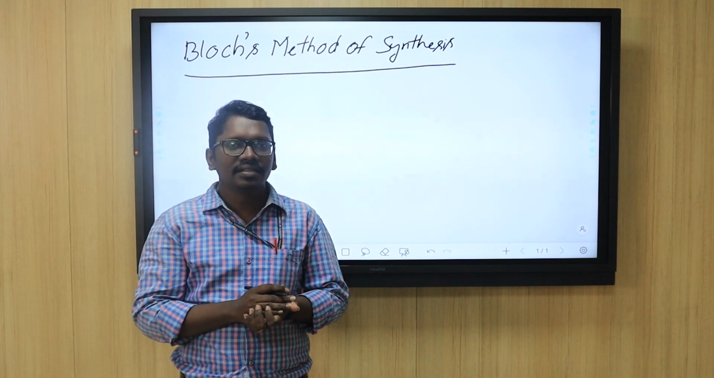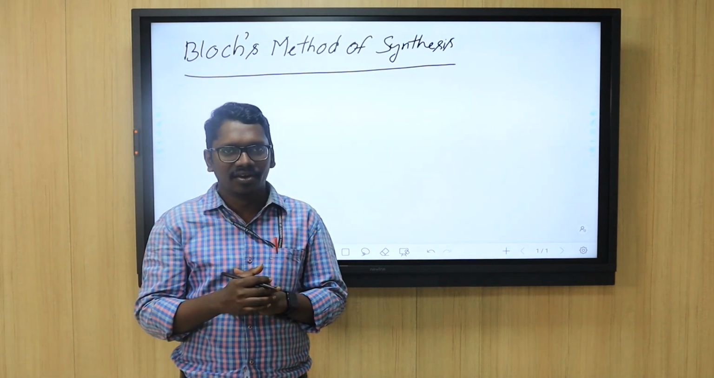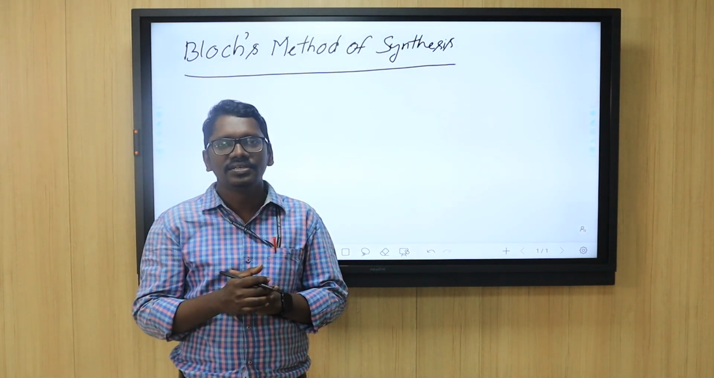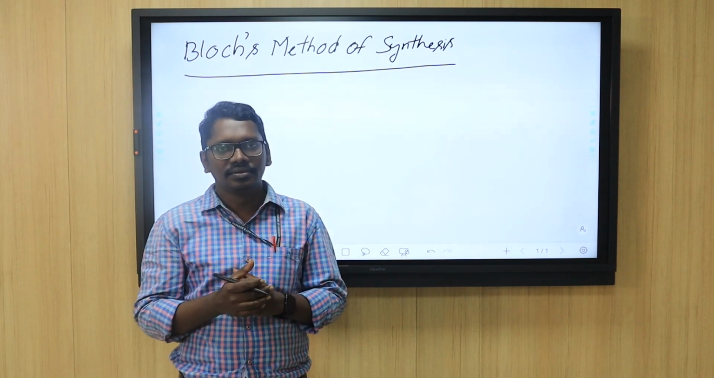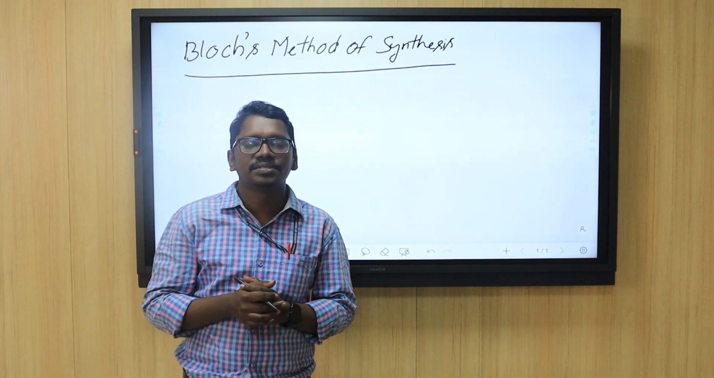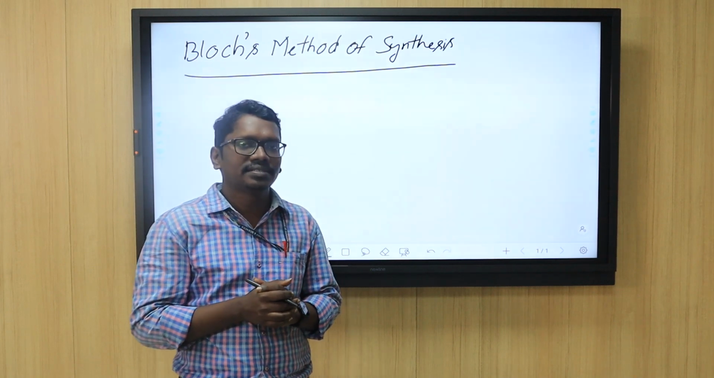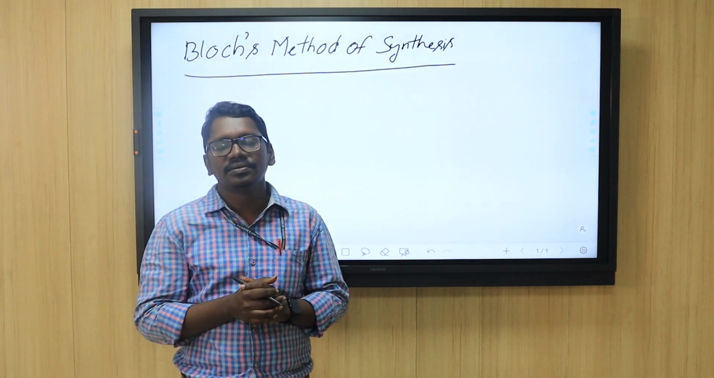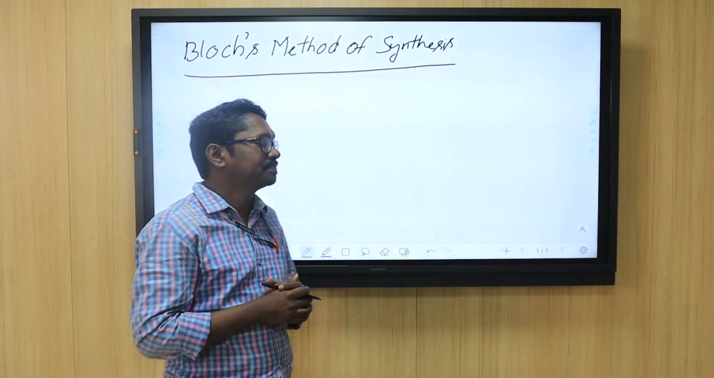So if you want to consider the coupler angle or floating link angle beta, then we have to use a particular approach, which is called Bloch's method of synthesis. So now let us do the procedure basing on the same 4-bar mechanism.